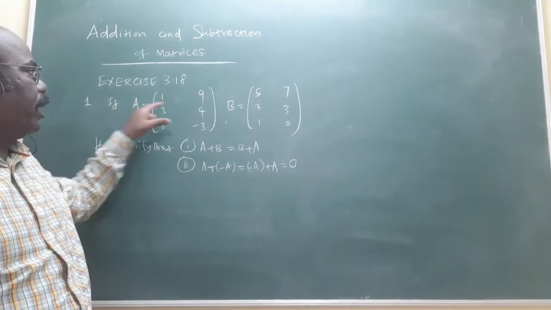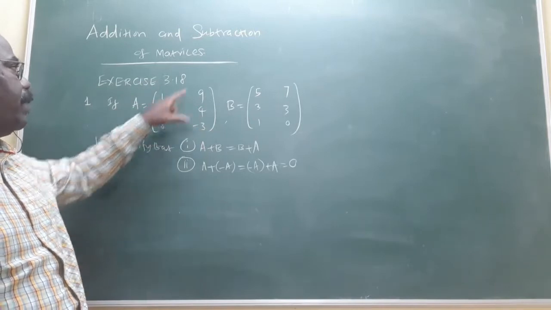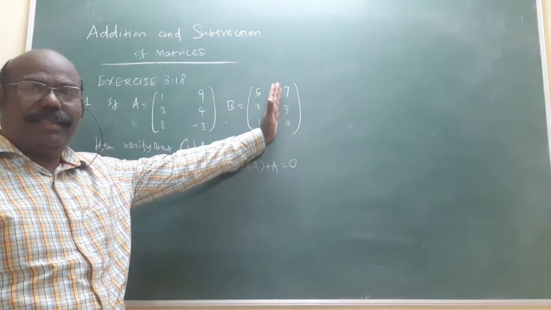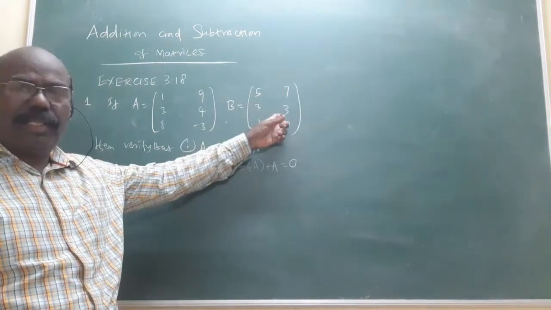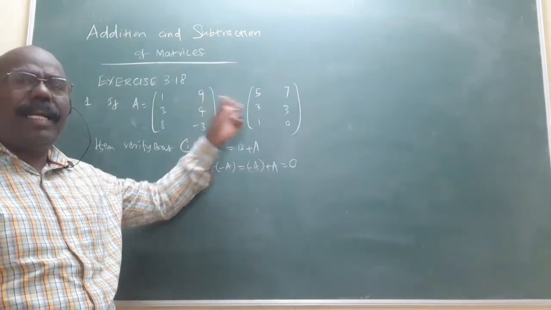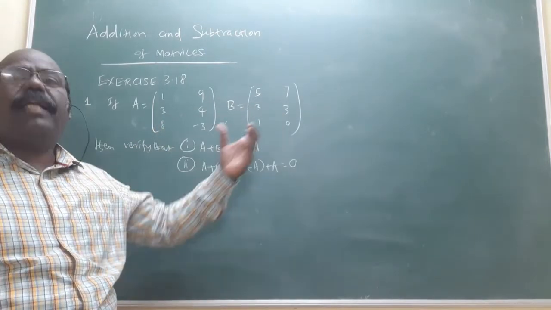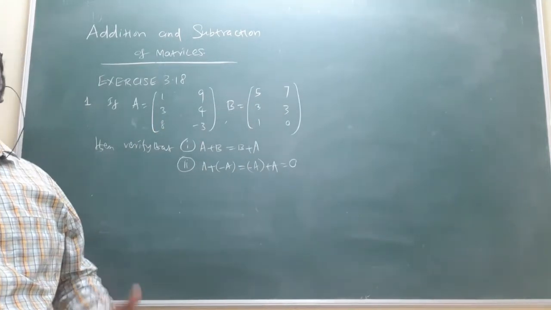Here, first row, second row, third row. First column, second column. That's why it is a 3 cross 2 matrix. Here also a 3 cross 2 matrix. That's why addition and subtraction is possible. Suppose here 3 cross 2, here 2 cross 3. Addition is not possible. Subtraction also not possible.